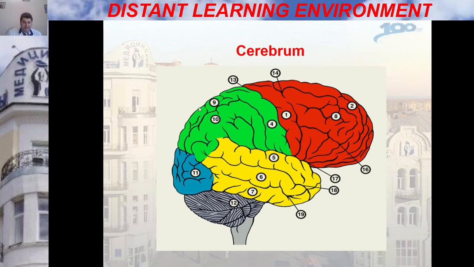Parietal lobe, in green color. On this lobe, almost parallel to the central sulcus, you may see the postcentral sulcus, under my pointer. Sulcus postcentralis, which usually blends with the intraparietal sulcus. You may see this blending here.